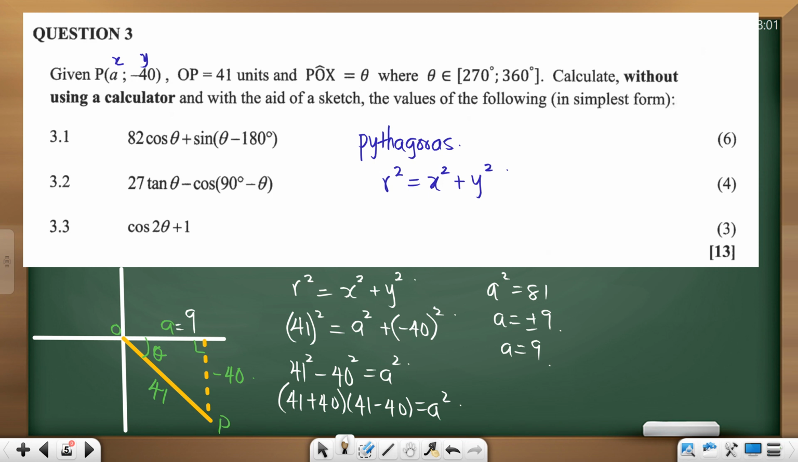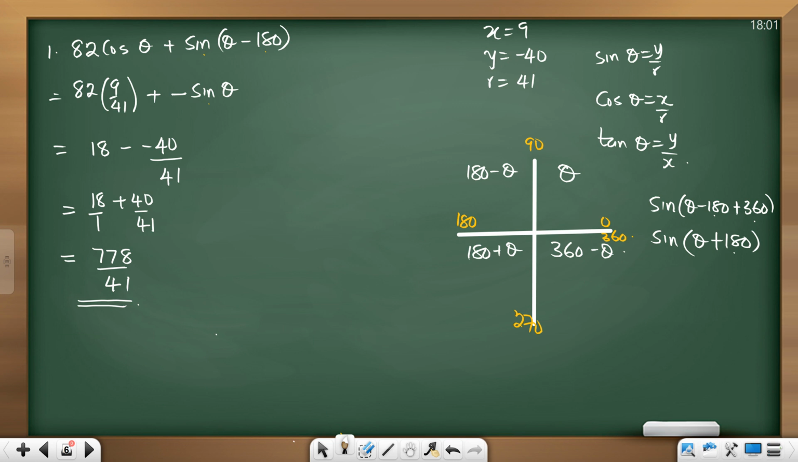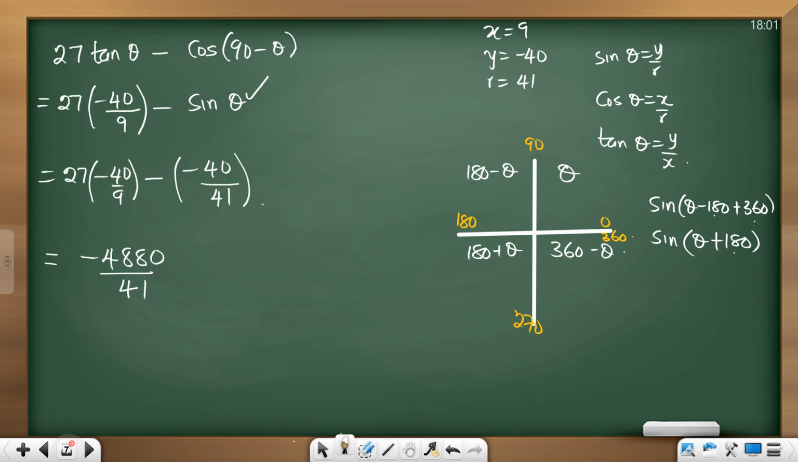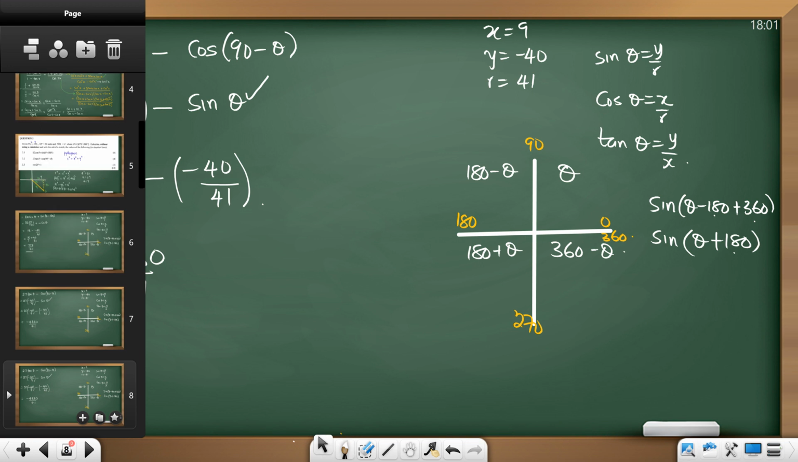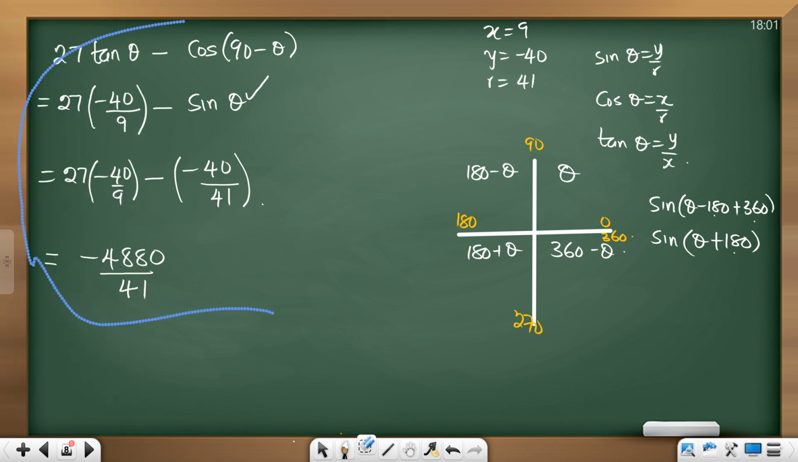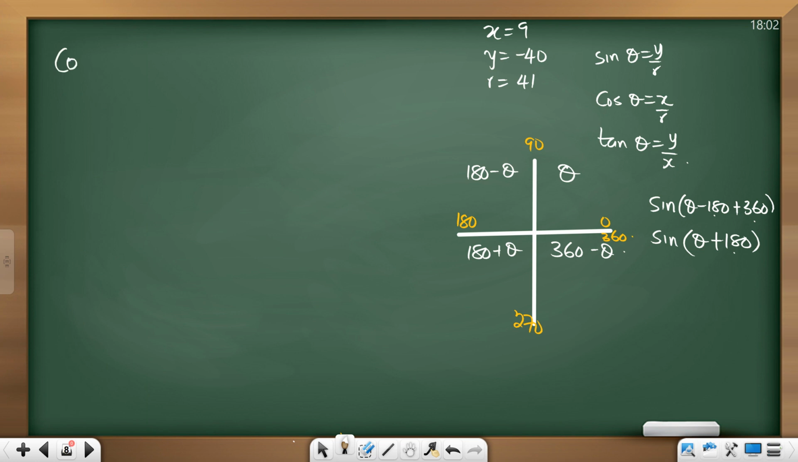Third question, let's quickly see. Cos 2 theta plus 1. Easy. Examiner is now giving you a double angle. But we are working with single angles. Use your formula page. Cos 2 theta has 3 forms. You can use any of the 3 here. 2 cos squared theta minus 1, right? So what do you have? 2 cos squared theta minus 1 plus 1.